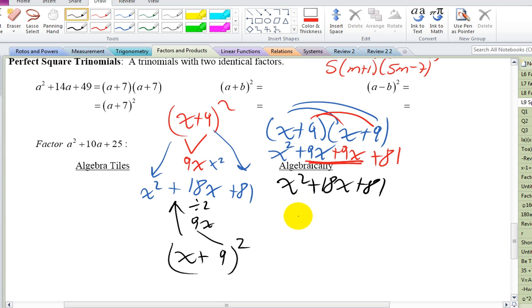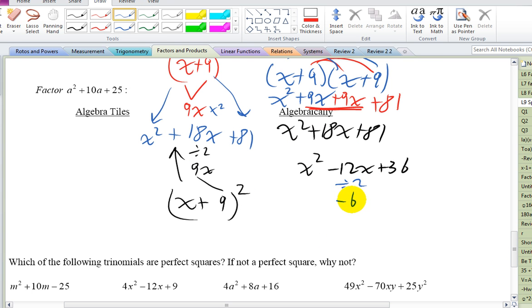Check this out. x squared minus 12x plus 36. Divide this by 2. What do you get? Negative 6x. So minus 6x, square it. That's okay. Awesome stuff. Do you really need to know this? Nope. Is it good to know it? Does it make it easier?